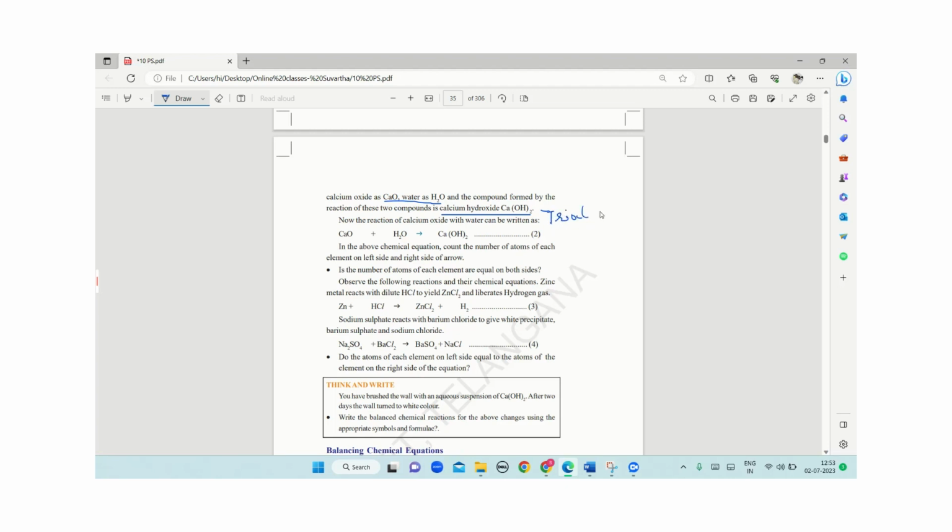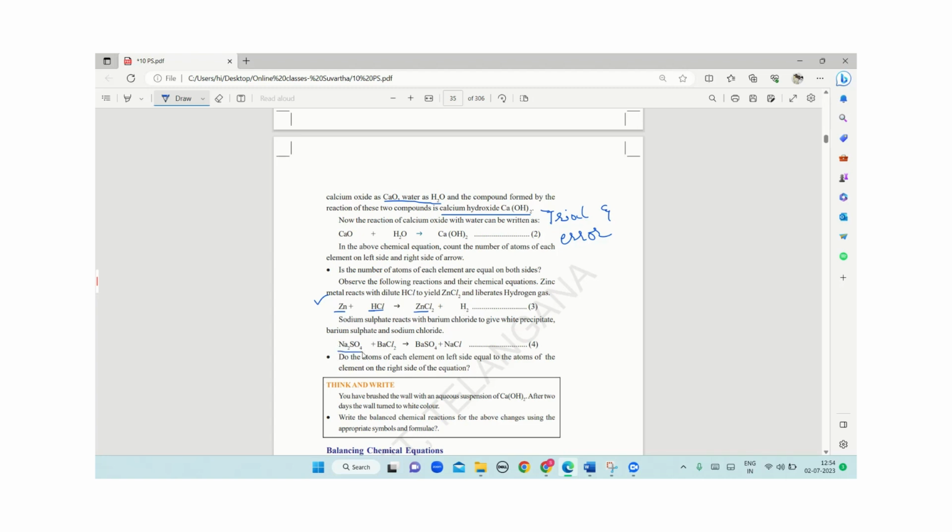There are various methods of balancing an equation. The most preferred one is the trial and error method. So we check and keep on adding numbers to find out whether the equation is balanced or not, right? Now in the same manner, one more example is given here. Zinc plus HCl gives zinc chloride plus H2. This also we try to understand. What are we writing here? Only symbols or chemical formulas we are writing.